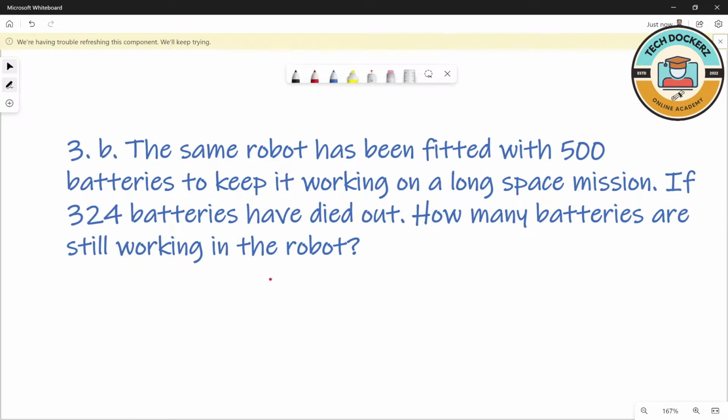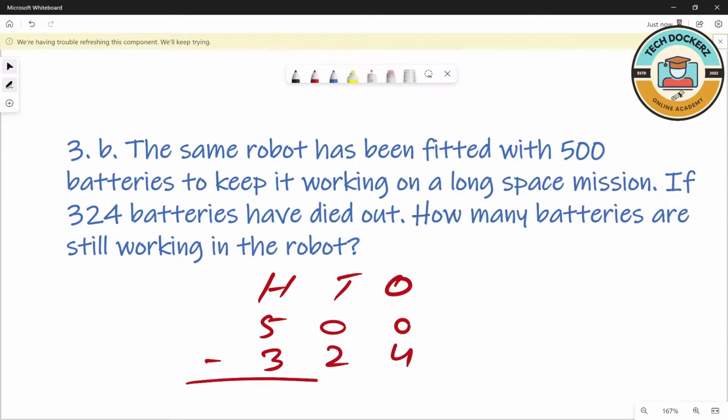So let's solve this question. Write down the place value chart. Hundreds, tens and ones. How many batteries are fitted? 500. How many batteries have died out? 324. We cannot subtract from 0, so we will take a carry from the hundreds place. 5 will become 4 and 0 will become 10. Now we will take a carry from the tens place. 10 will become 9 and 0 will become 10.